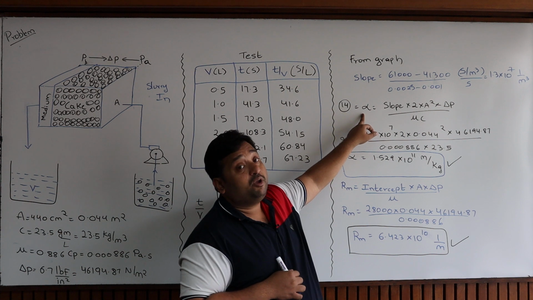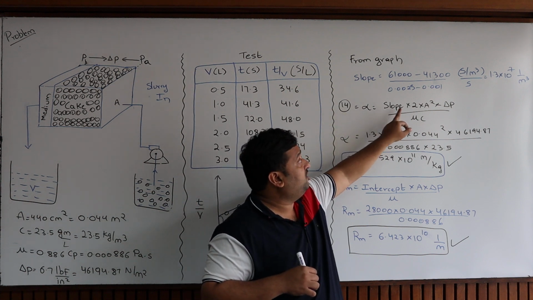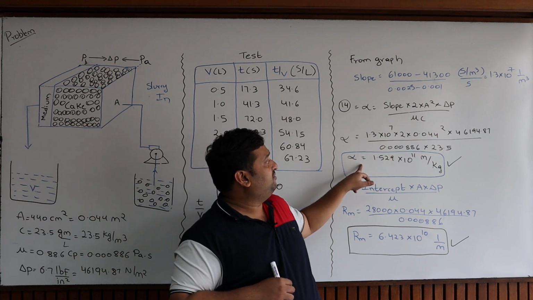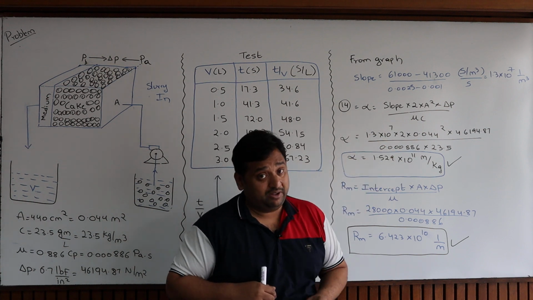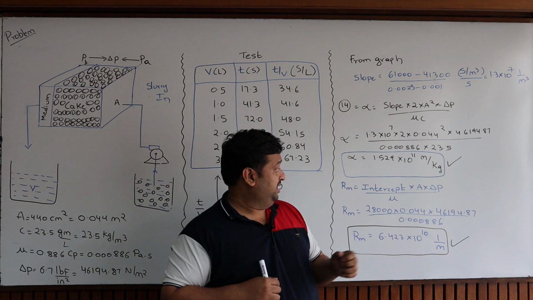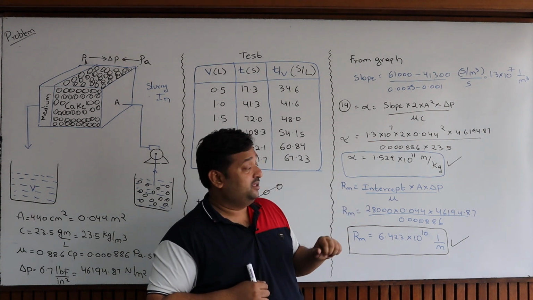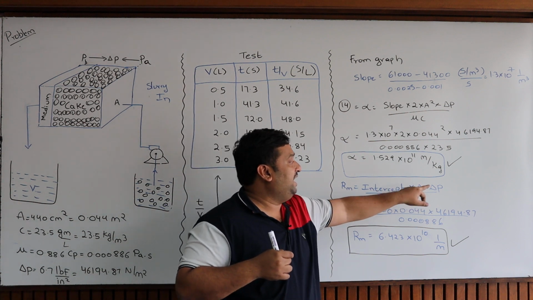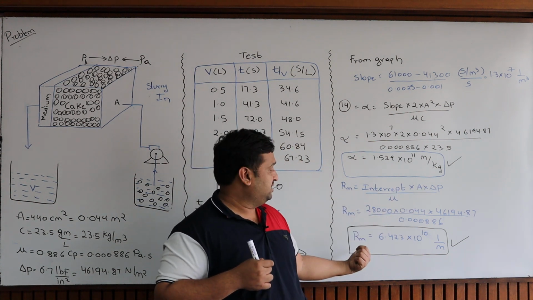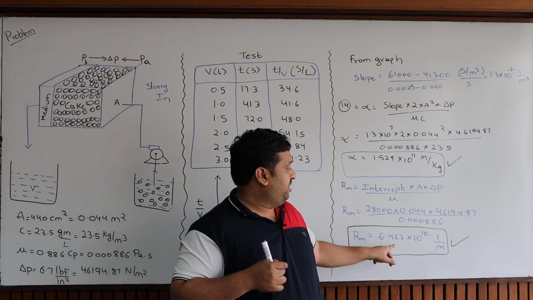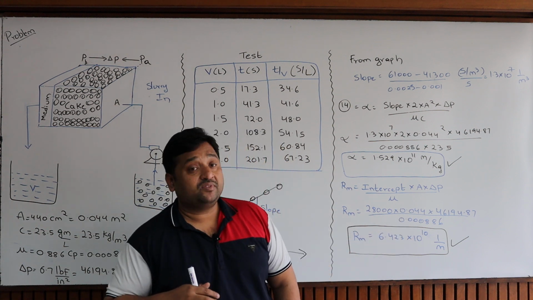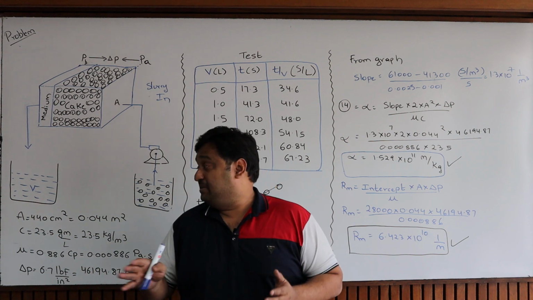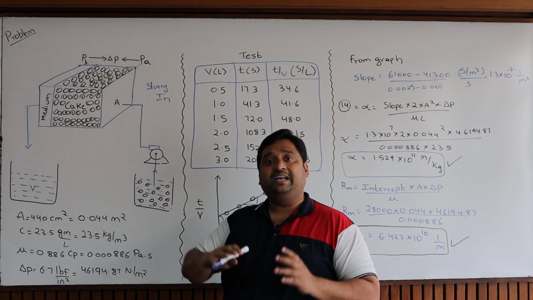And alpha, you have to calculate the cake resistance: the slope into 2 into A square delta P by mu into C. If you put all the values, you get alpha equal to 1.529 into 10 power 11 meter per kg. And if you know the intercept, Rm, the medium resistance, is the intercept into A into delta P by mu. If you put all the values, you get medium resistance as 6.4 into 10 power 10. This is how, once you know alpha and Rm for the specific slurry, you can design the big filtration units.